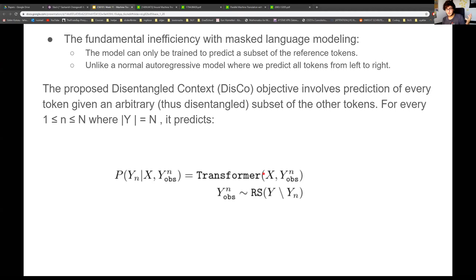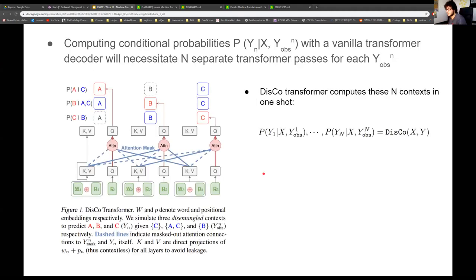But you could always do more than one iteration with a transformer, and every time, if you mask different tokens, you would get more efficiency from your training data. But it takes a lot of iterations to do that with a transformer, so it's quite slow. To solve this problem, they propose this architecture where they try to do n separate transformer passes in just one shot.